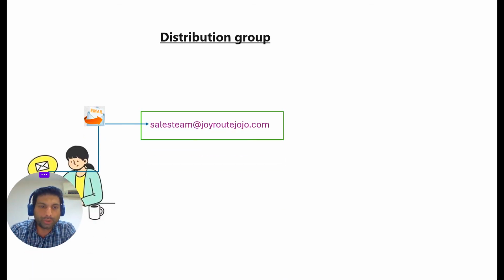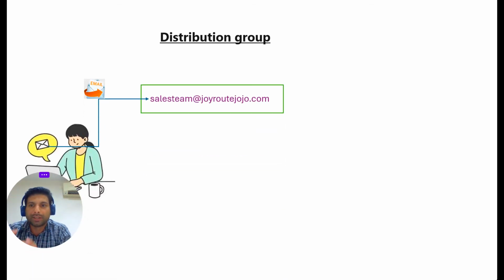First, let us understand what a distribution group is. A distribution group is also known as a distribution list. It acts solely as a mailing list. When an email is sent to a distribution group address, it is forwarded to all members' personal mailboxes. For example, this particular user is sending mail to sales team at joyroute-jojo.com.